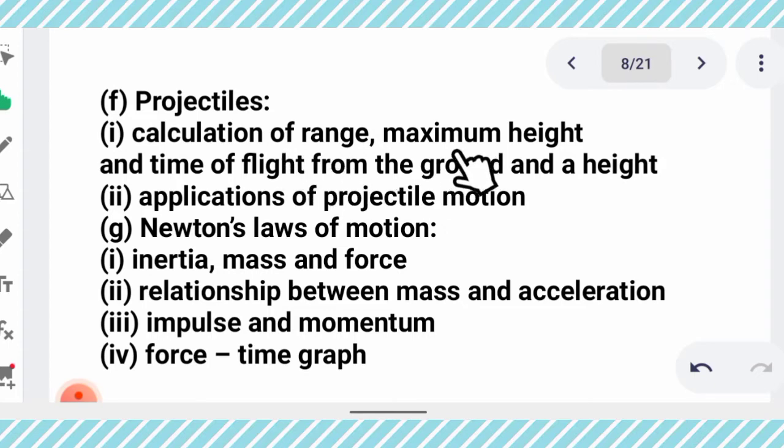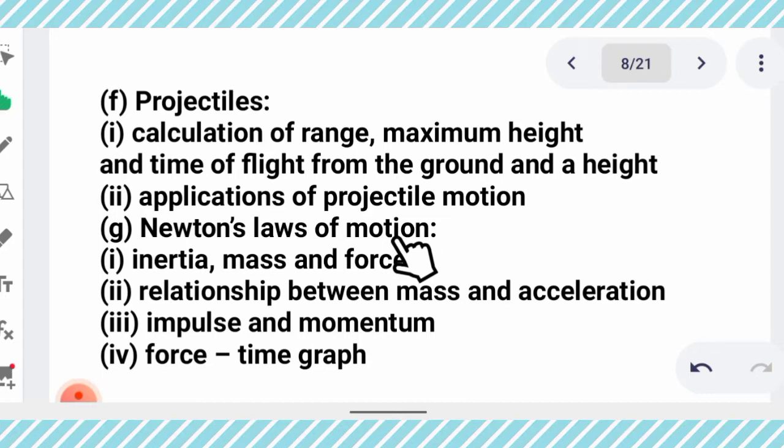Then maximum height is the maximum height attained by a projectile body, and time of flight is the total time taken for an object to move through that curved path. Then the height is the maximum height. From here we talk of applications of projectile motion, for example, to fire nuclear weapons from one place to another. Then here we talk of Newton's laws of motion. We have three Newton's laws of motion. One of them is the first law of motion.